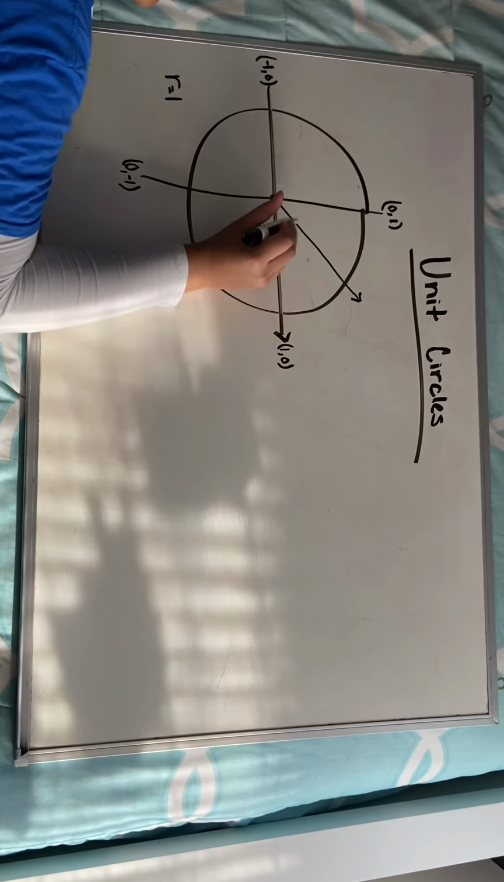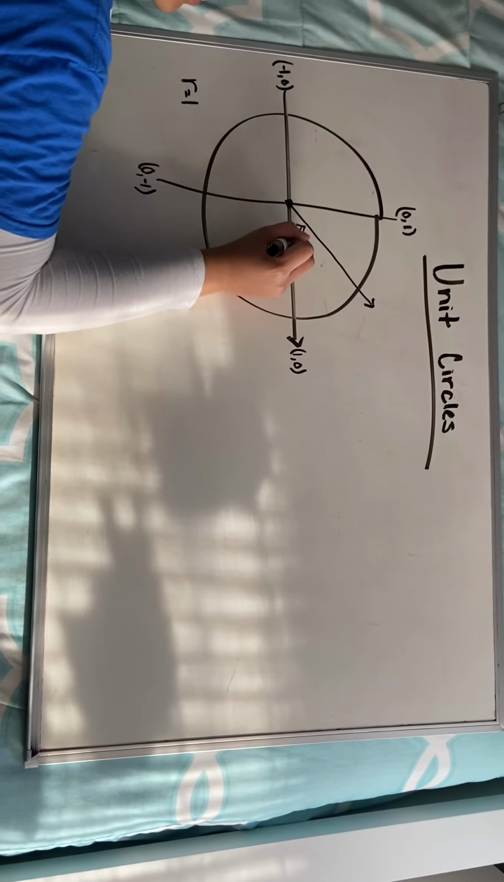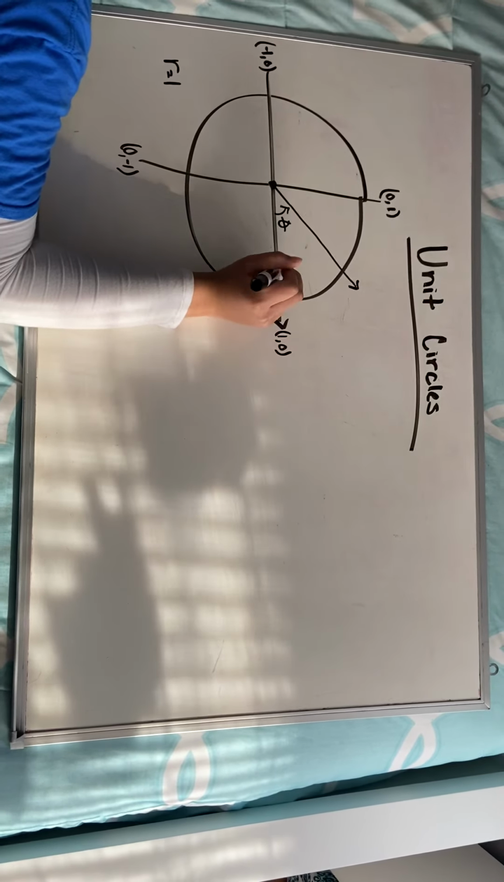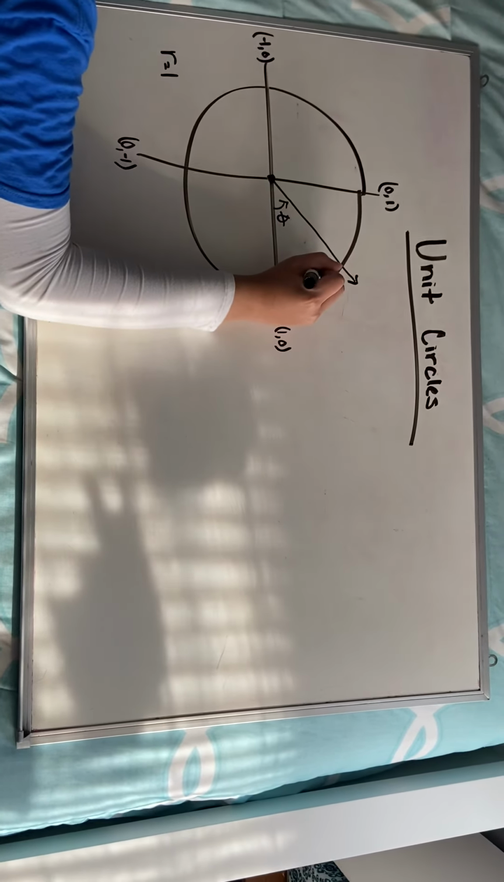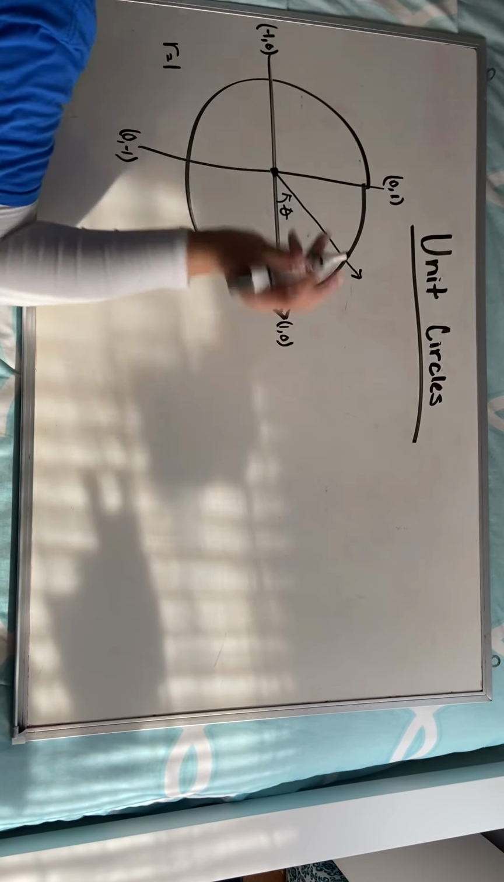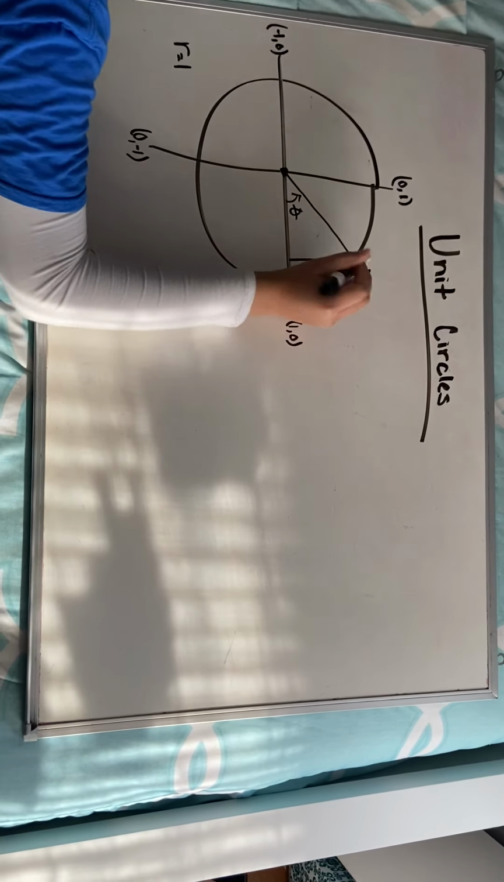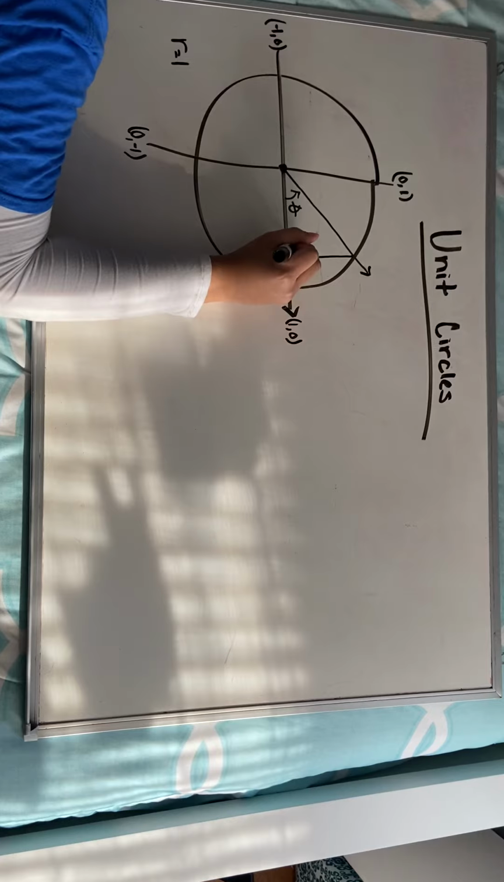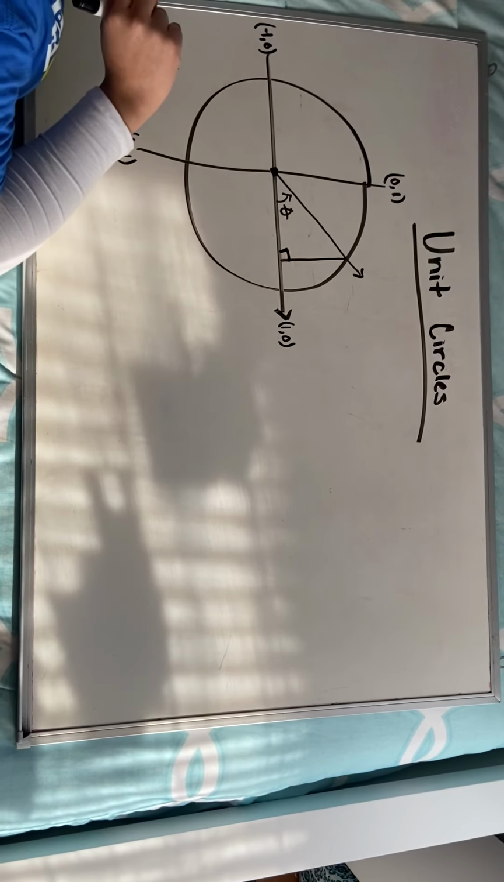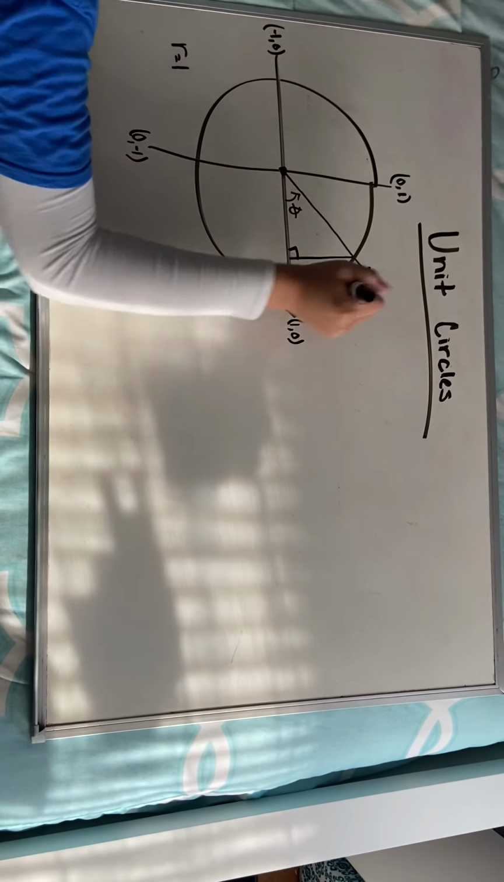So we're gonna label this angle theta. And we're going to label it angle theta because we don't know the length or how big the angle is. And here we're creating a line going straight down because we want to make this angle into a triangle. So now we're going to label the sides.